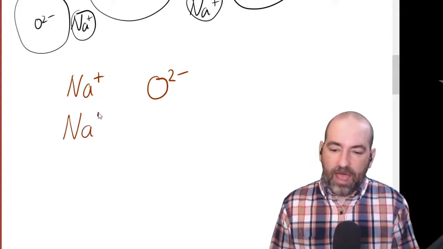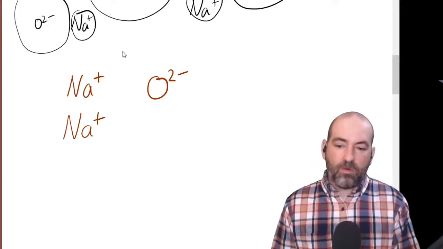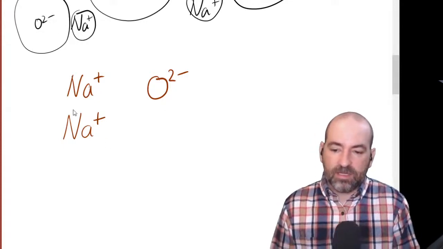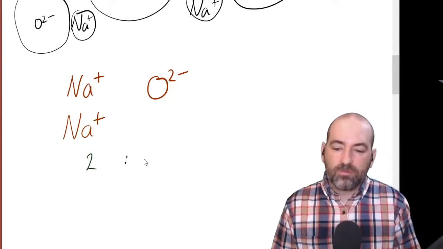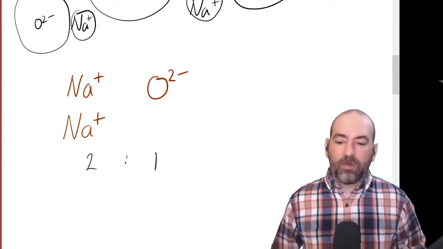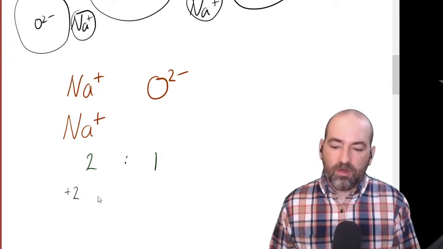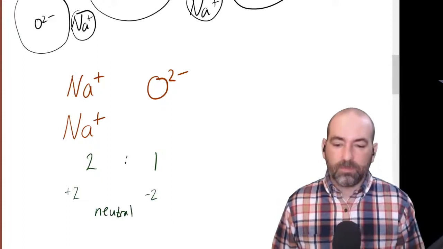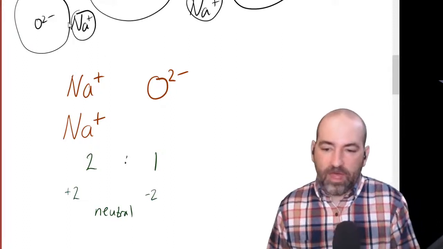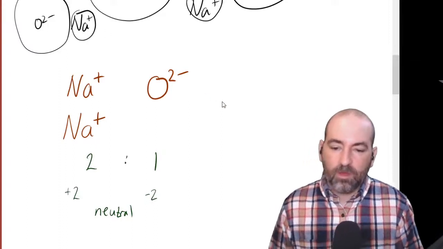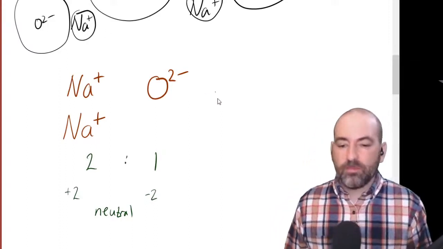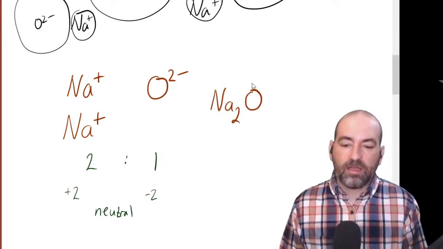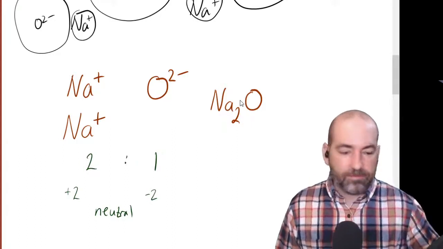So to do that, we're going to add another sodium. And we're going to say that this is the ratio that these things exist in a compound. We're always going to have 2 sodiums for every 1 oxide. And that way we can have +2 overall and -2 overall, and so that's going to be neutral. And then the way we express all that in a formula is using subscripts, just as we did with the molecules. So this is going to look like Na2O, and that's what an ionic compound formula will look like.